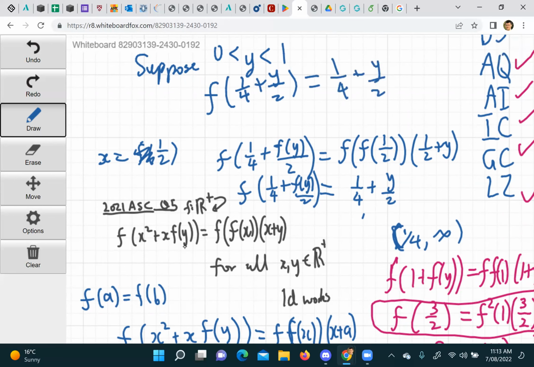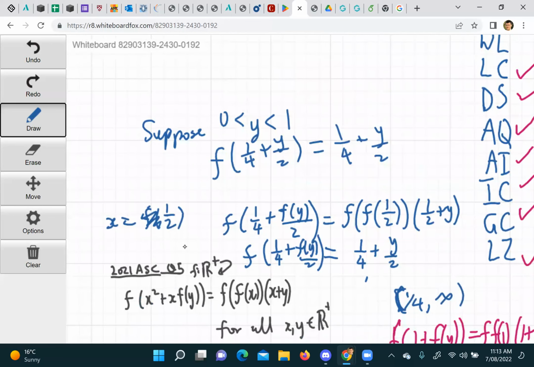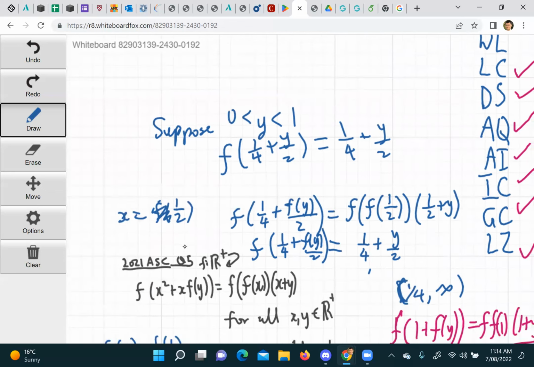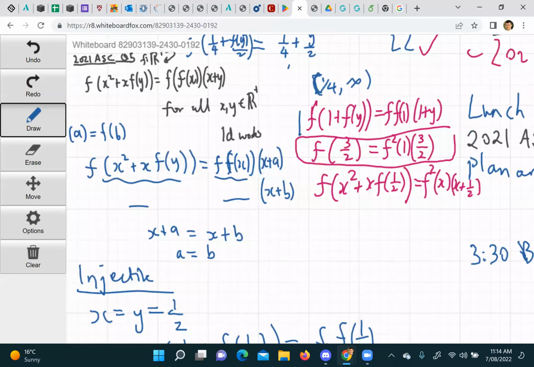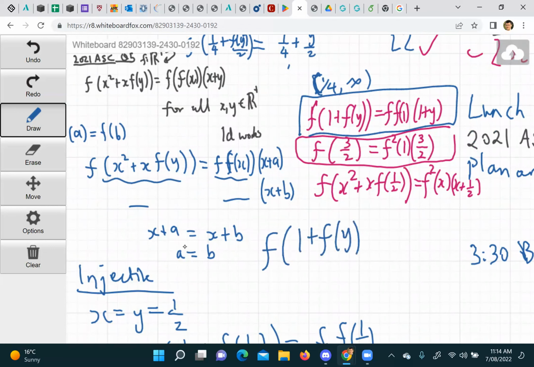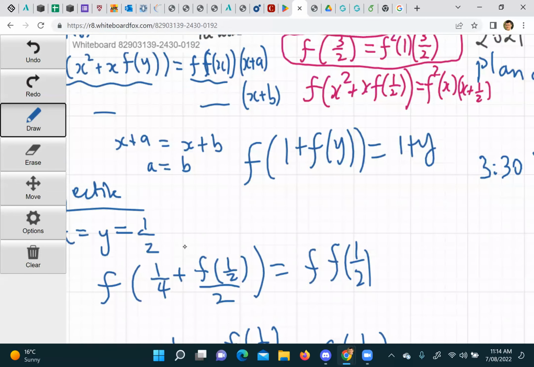Which basically tells you that it's the identity from a quarter to a quarter plus y. Wait, but if you substitute x equals 1, I'm pretty sure you can get f of 1 plus f of y is equal to 1, this thing here, right? Yeah, and you can do f of 1 plus y equals 1 plus y. Okay. So now it's just induction.